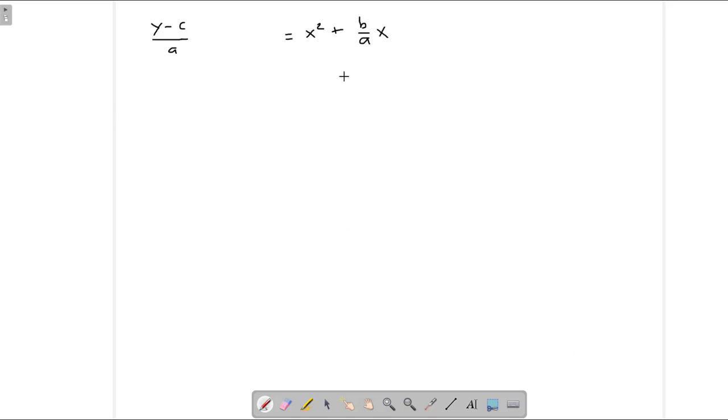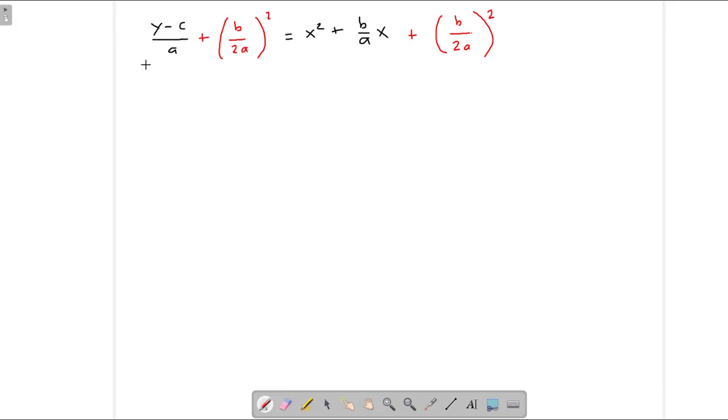So here I've just copied what I had previously, and I'm going to add my (b over 2a) squared to both sides. So (b over 2a) squared here, and here as well. And I now want to start simplifying this expression.